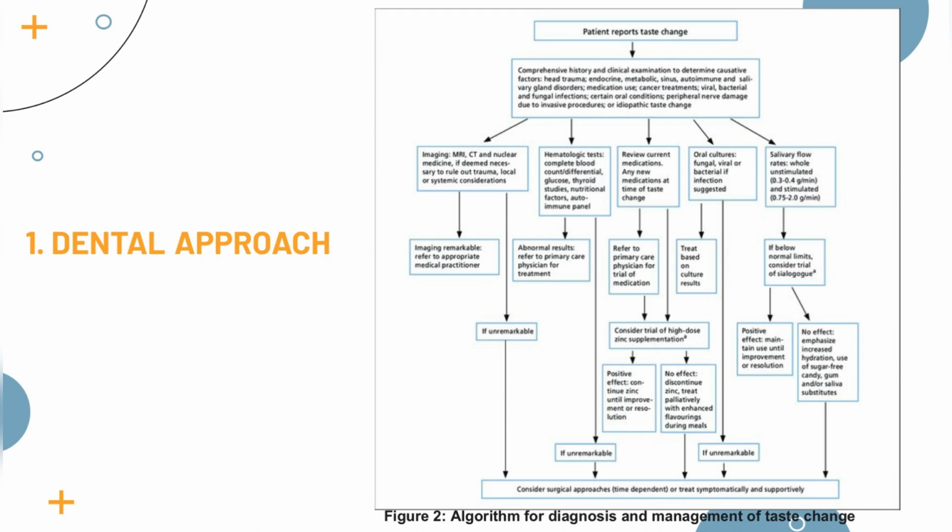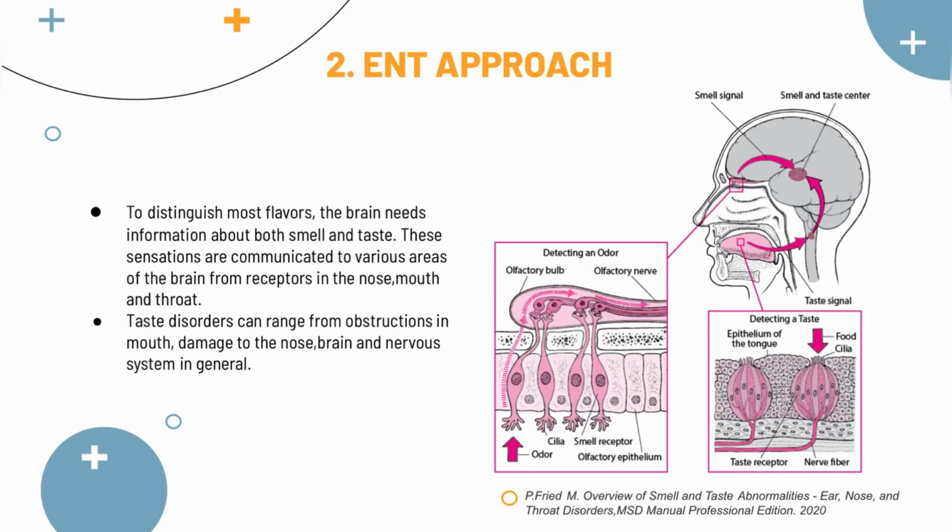If the salivary flow rate is below normal limit, the patient is considered for a trial of swallow gauge. If it provides a positive effect, patients will be advised to continue using it until improvement, and if otherwise, the patient will be advised to increase hydration and use sugar-free candy or saliva substitutes, and then the case will be considered for surgery or treated symptomatically. Next, I'll discuss the ENT approach in taste disorder.